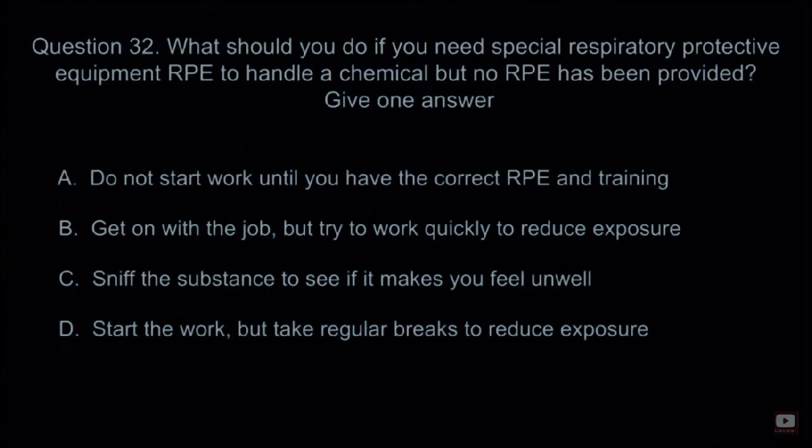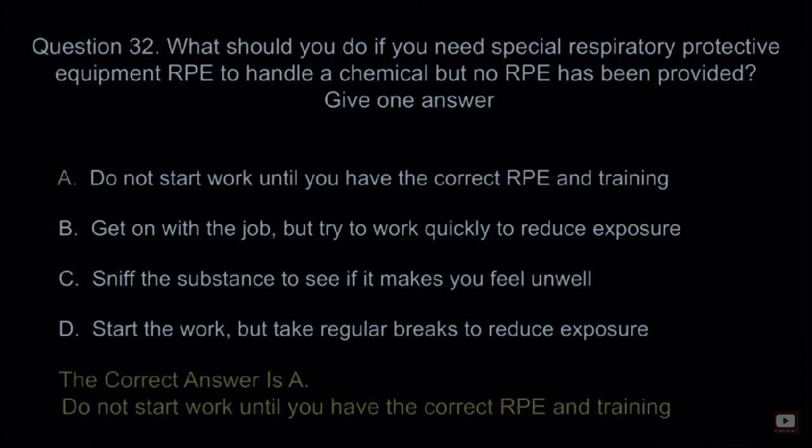Question 32. What should you do if you need special respiratory protective equipment, RPE, to handle a chemical but no RPE has been provided? Give one answer. A. Do not start work until you have the correct RPE and training. B. Get on with the job, but try to work quickly to reduce exposure. C. Sniff the substance to see if it makes you feel unwell. D. Start the work, but take regular breaks to reduce exposure. The correct answer is A. Do not start work until you have the correct RPE and training.